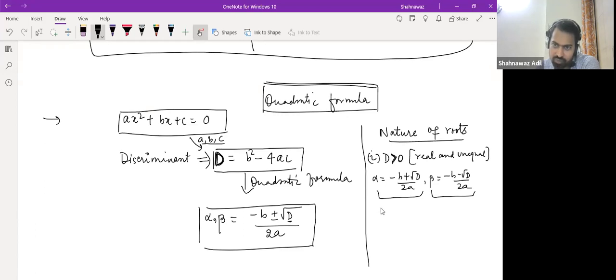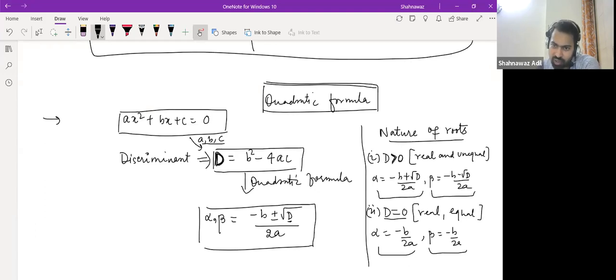And then if you have D equals 0, which means this is 0, alpha would be minus b plus 0 by 2a, and beta would be minus b minus 0 by 2a. So you see that these roots are equal. And b and a are real, so you get real and equal roots. Understood?